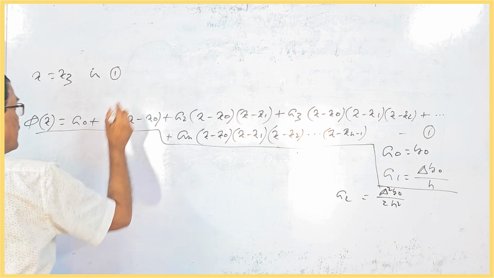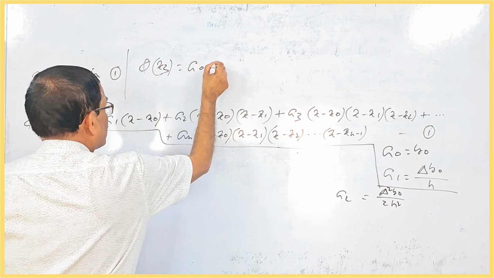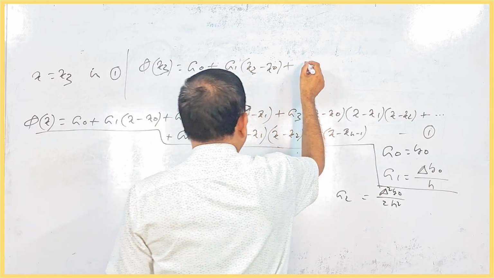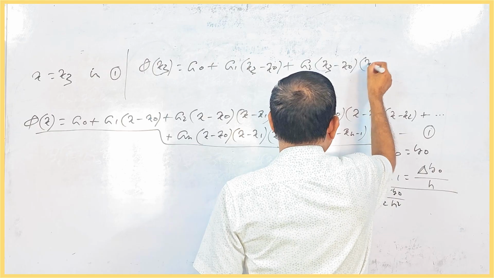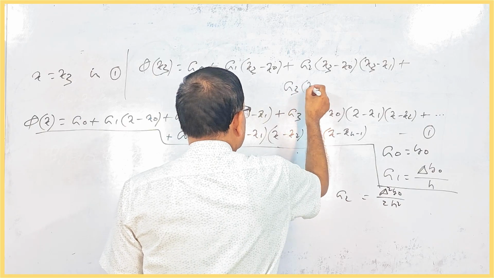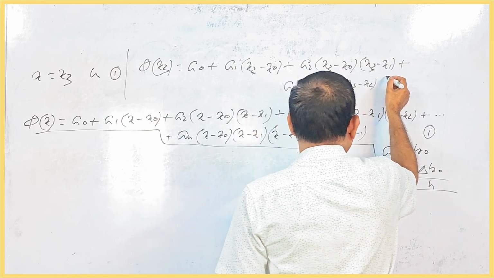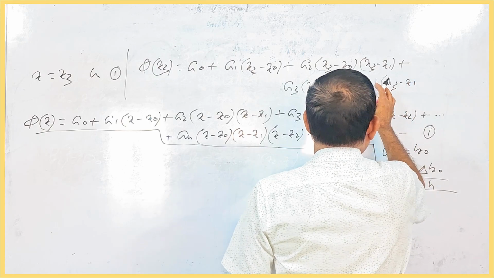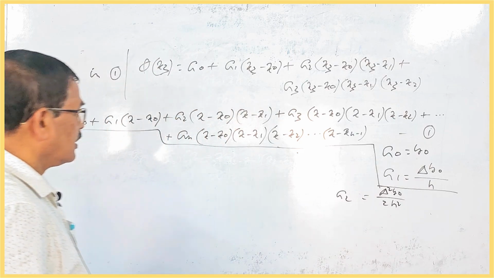That is, on the left hand side, it is phi of x3 equal to A0 plus A1 times x3 minus x0, plus A2 times x3 minus x0, x3 minus x1, plus A3 times x3 minus x0, x3 minus x1 and x3 minus x2. Okay. So next I can put the corresponding values.